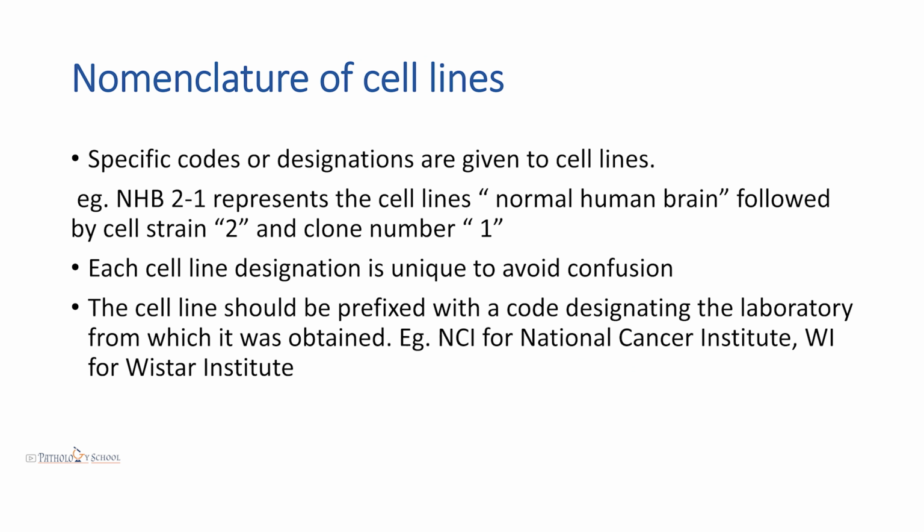Now, nomenclature of these continuous cell lines. To increase uniformity, standardizations have been made. So specific codes or designations are given to the cell lines. NHB 2-1 represents the normal human brain, NHB, followed by cell strain 2 and clone number 1. Each cell line is designated uniquely to avoid confusion. And the cell line should be prefixed with a code designating the lab in which it was obtained. So for National Cancer Institute, it was NCI. For Wistar Institute, it was WI.